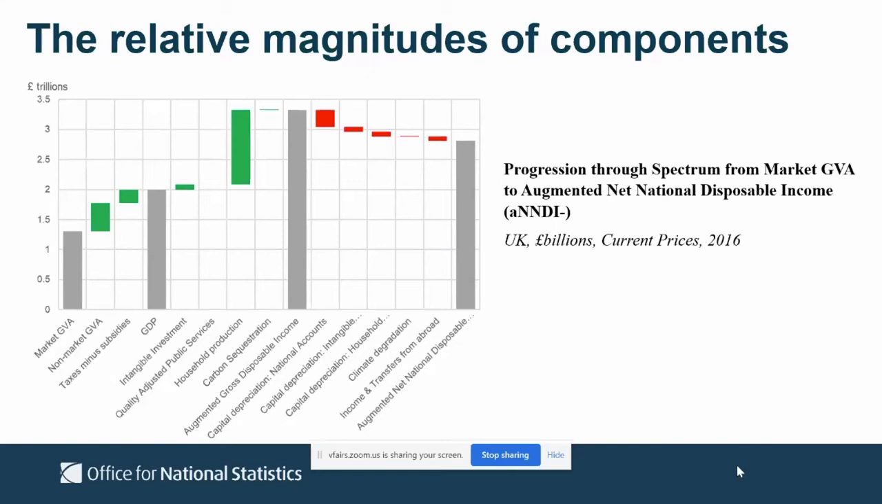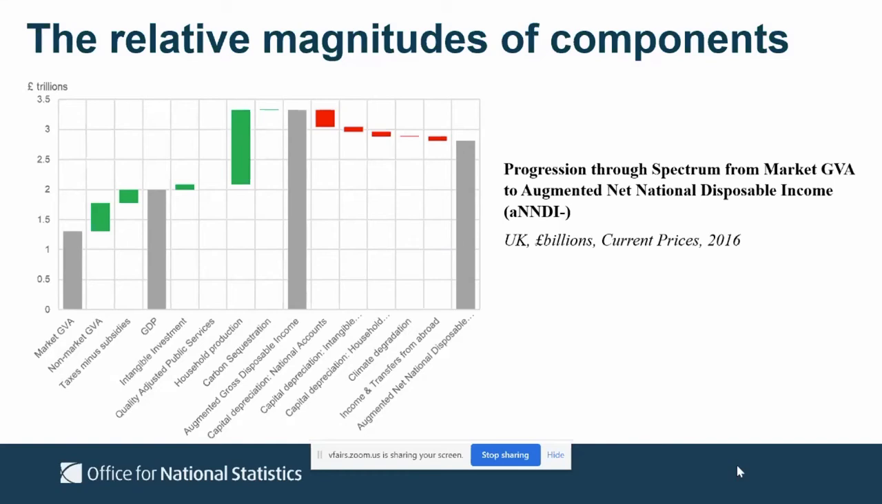Importantly, because this is in current prices, we only quality adjust the volume measure of public services. So you're not going to see anything for public services yet, but we're going to get there. So you can see that GDI is significantly higher than GDP. We're comparing 2 trillions with somewhere around 3.3 trillions.